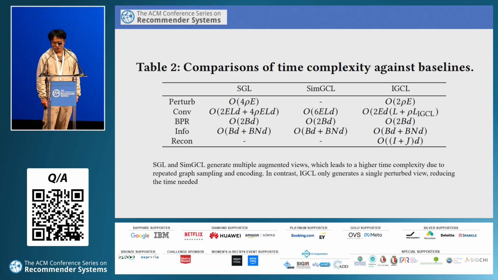However, IGCL's design integrates the reconstructive loss for controlling shared information, which incurs some computational cost, but it only applies one augmented graph to generate a single perturbation view, so it remains more efficient than methods requiring multiple augmentations.